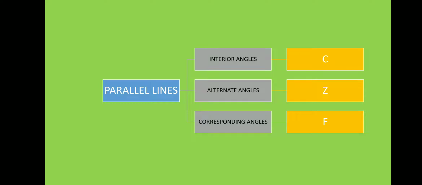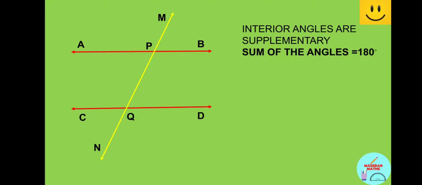Parallel lines form different types of angles. First is interior angles, where we have to see the shape of C. This is just a trick to get the angles quickly. And second, alternate angles, where we have to see the shape Z, and corresponding angles, where we have to see the shape F. Let's start exploring.